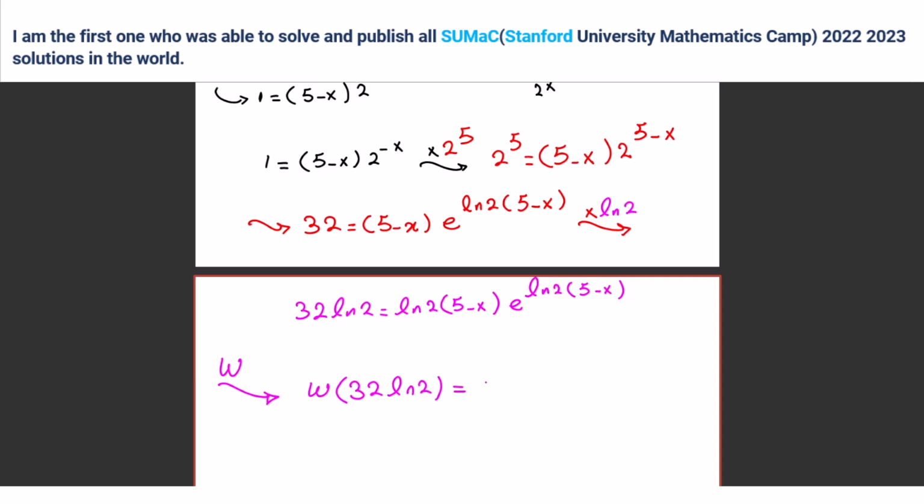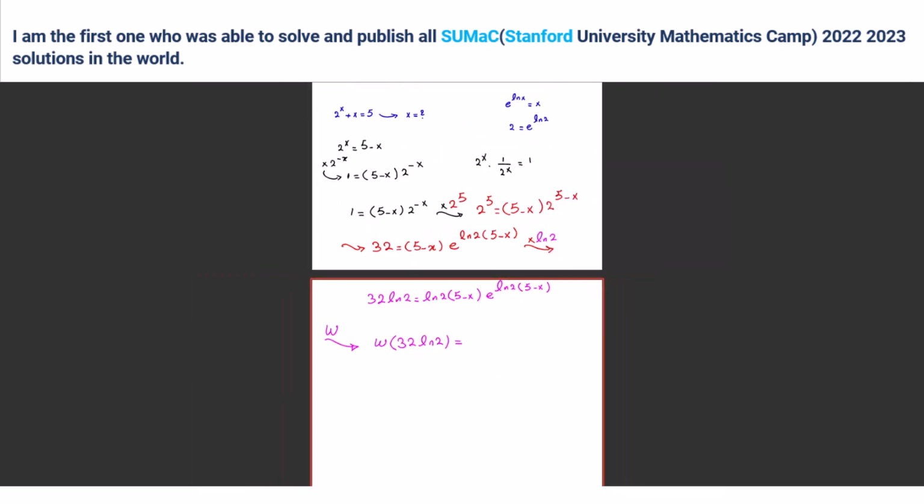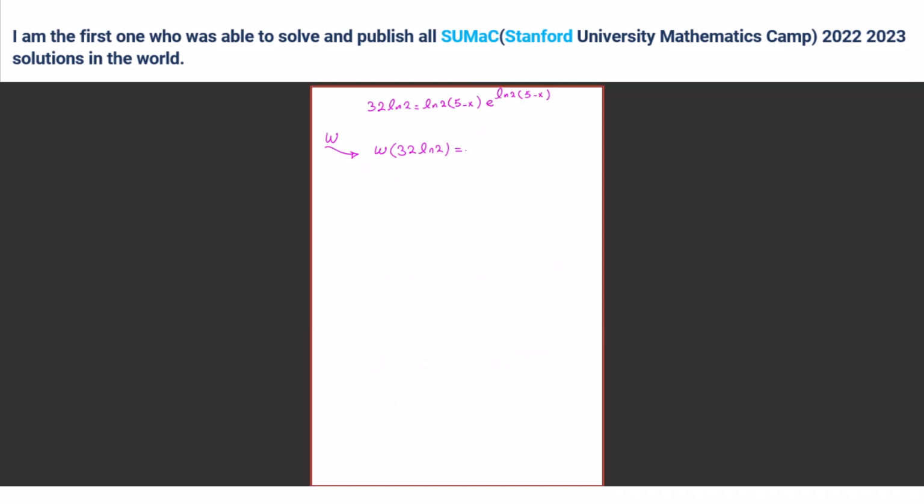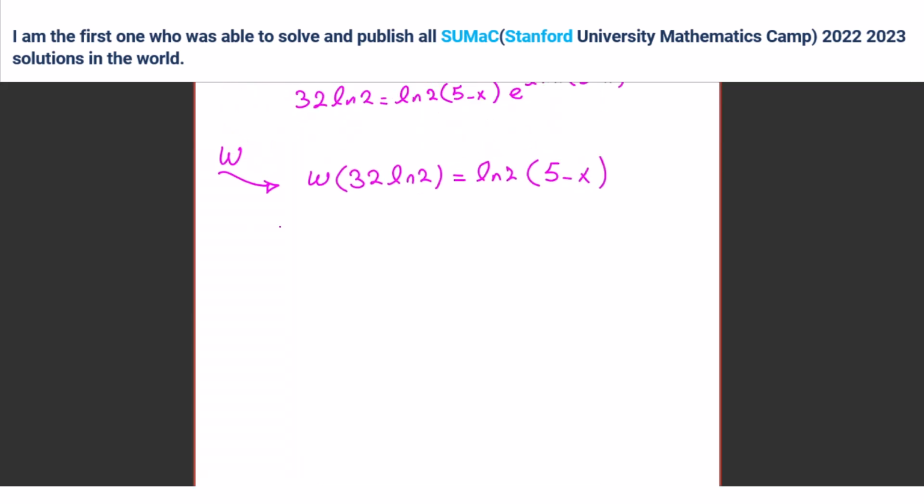Pay attention to what the function is. W of this is y. So it's W of this side, this part. By the definition, it is only ln2 times 5 minus x. Exactly, ln2 times 5 minus x, right? Yeah. Okay, now rearrange this and find x.